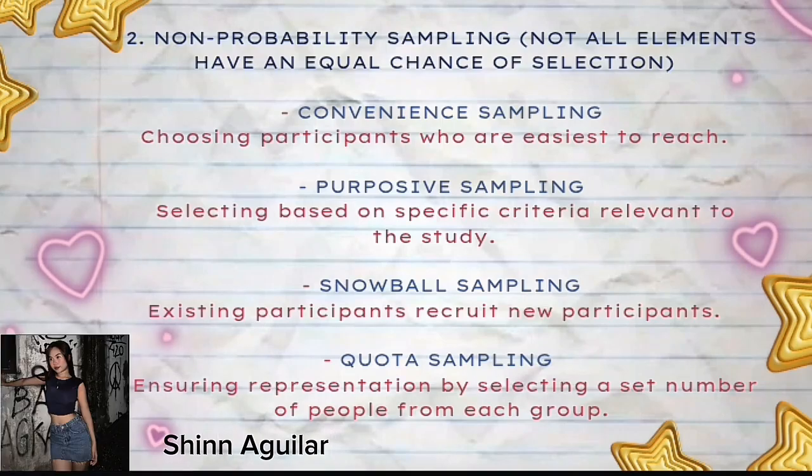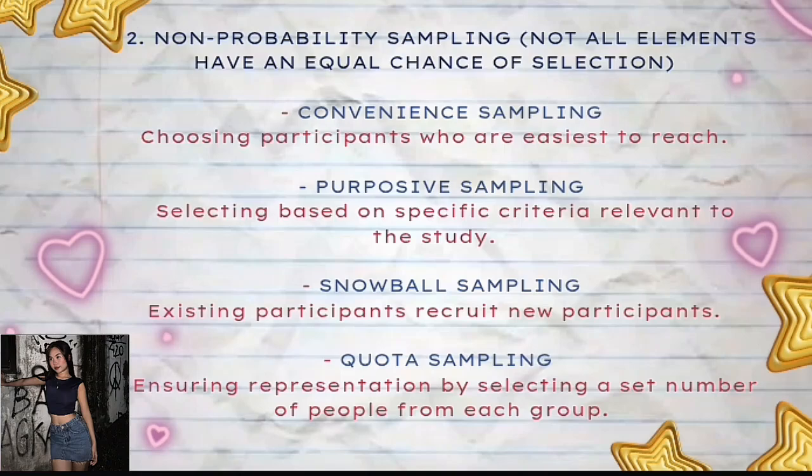2. Non-probability sampling. Not all elements have an equal chance of selection. Convenience sampling. Choosing participants who are easiest to reach. Purposive sampling. Selecting based on specific criteria relevant to the study.